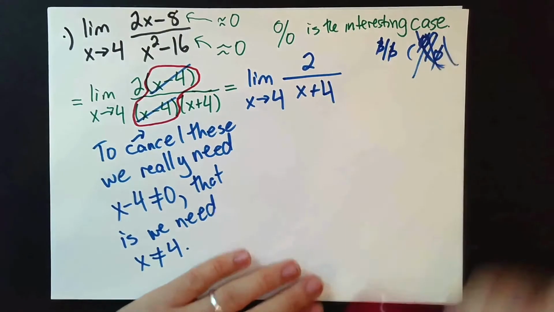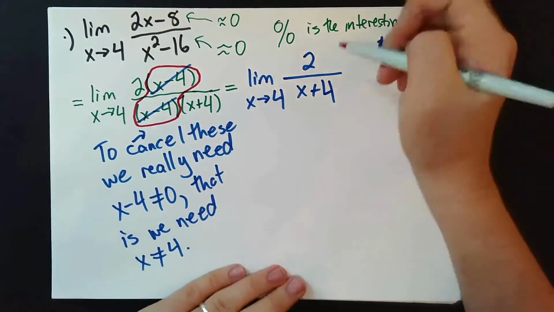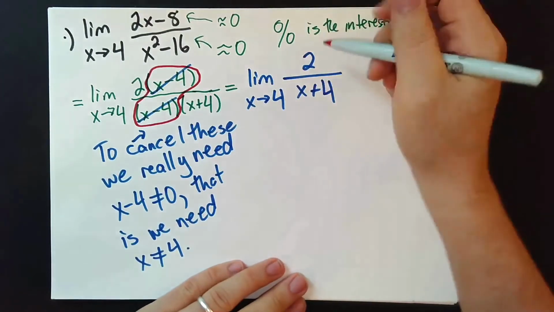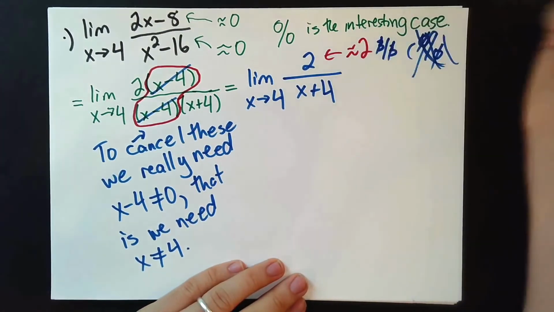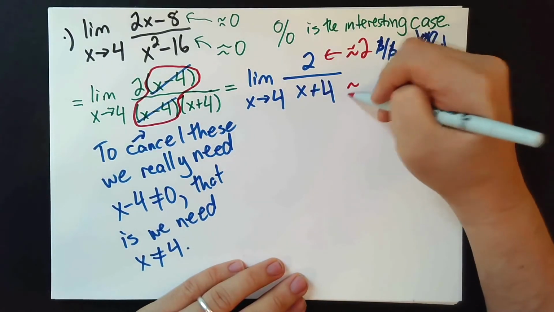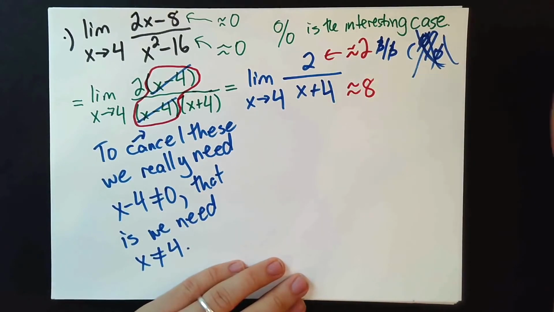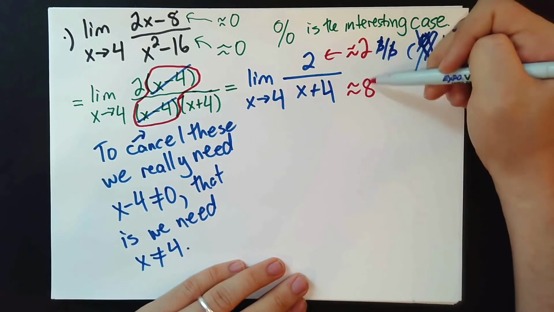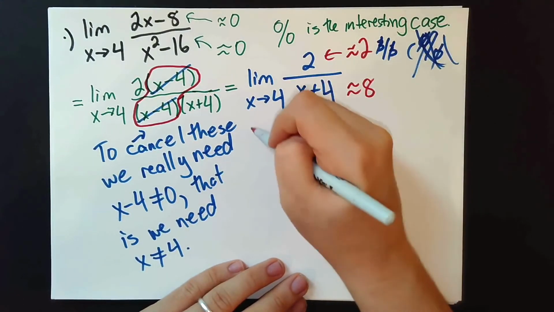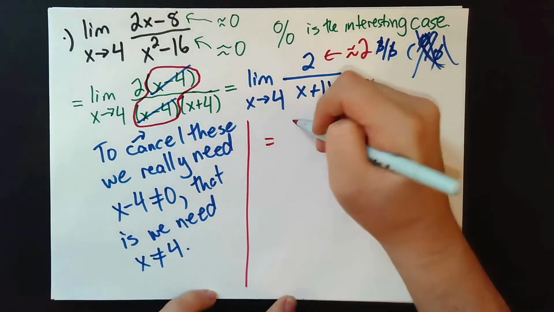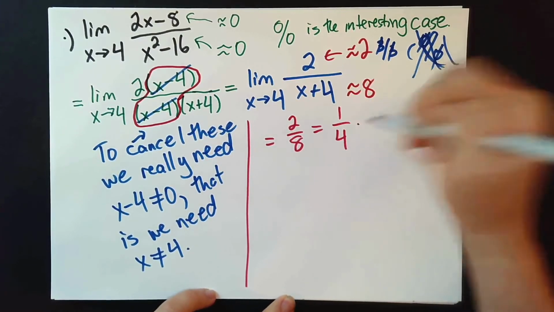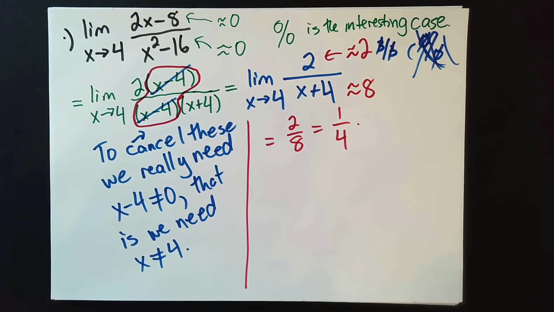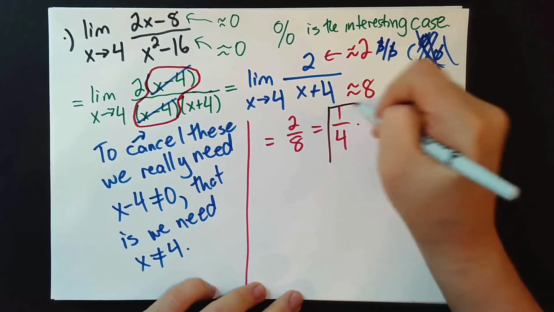And having done that, I can do my usual thing of saying, okay, well, now as x goes to 4, what's happening? Well, the numerator is going to 2, and the denominator is going to 8. Both of these are not 0. And so, huzzah, this is going to be 2/8, which is 1/4. And that's it. That is how we would do this limit.